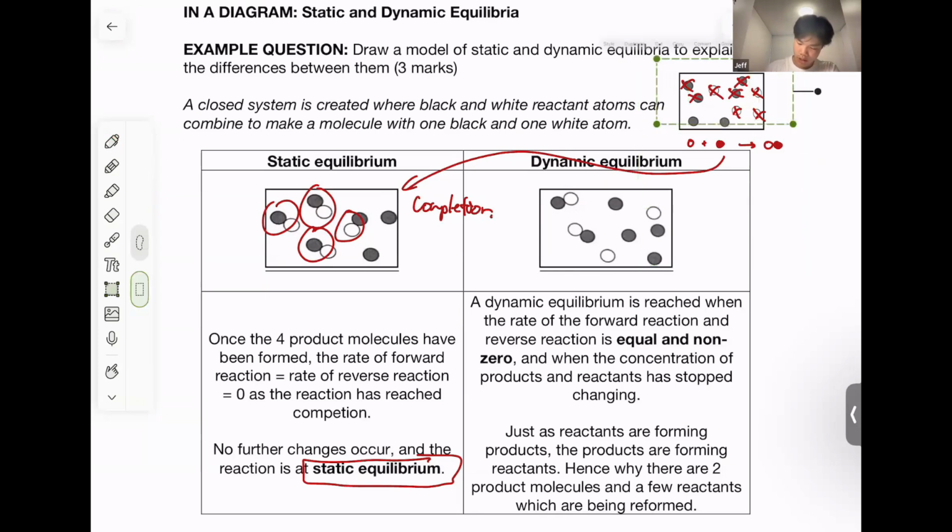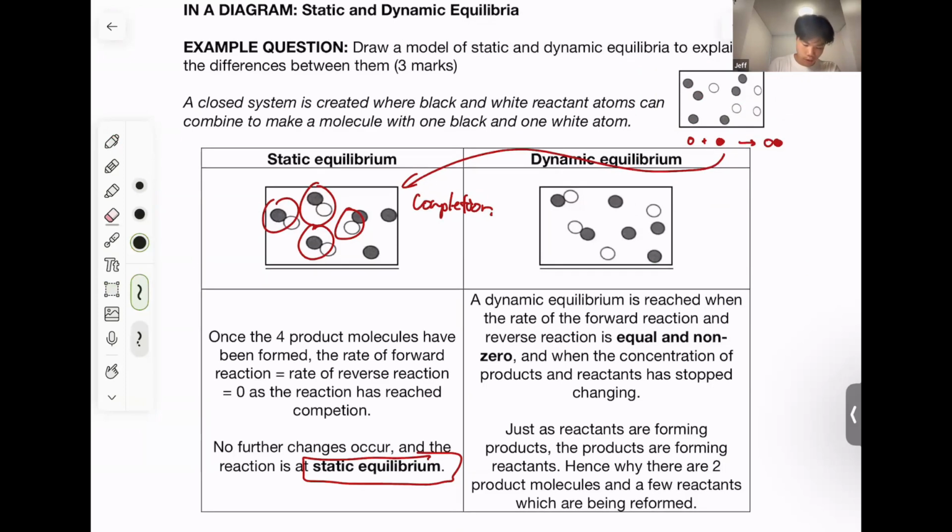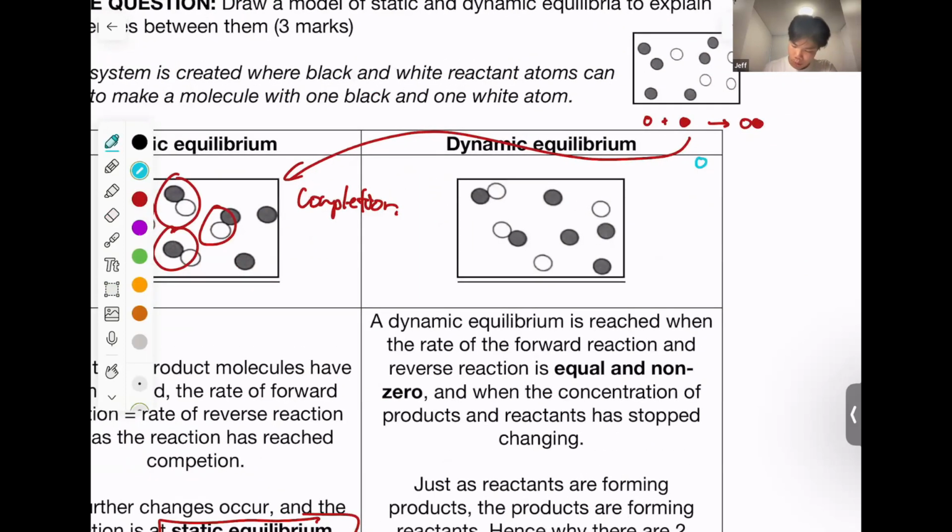So then in the other example, if you're instead showing it as a reversible reaction, where white and black combine to make a white and black atom attached as a molecule in a reversible reaction, this is where you're showing that 2 of each atom have reacted to form 2 molecules, and you have a bit of reactant and a bit of product left over.